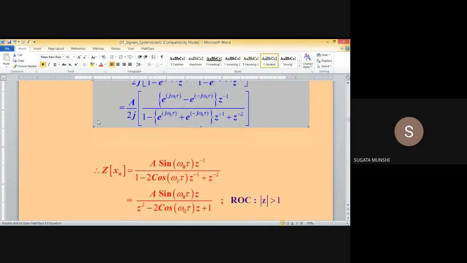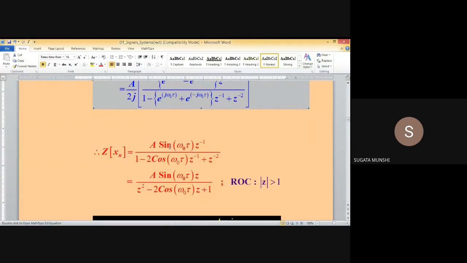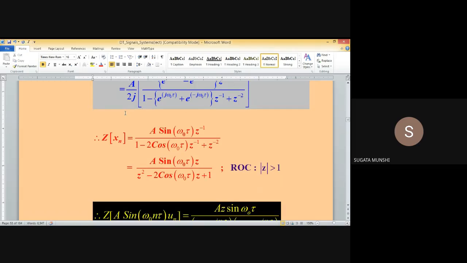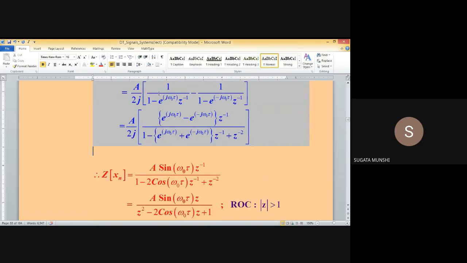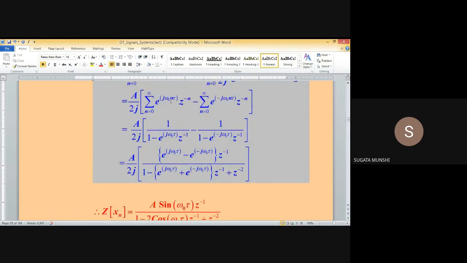So ultimately, the z transform is given by that expression. That one and also this one, same. So the ROC is magnitude of z greater than 1. I have explained why the ROC is magnitude of z greater than 1, because that is the common ROC of each of these summations.